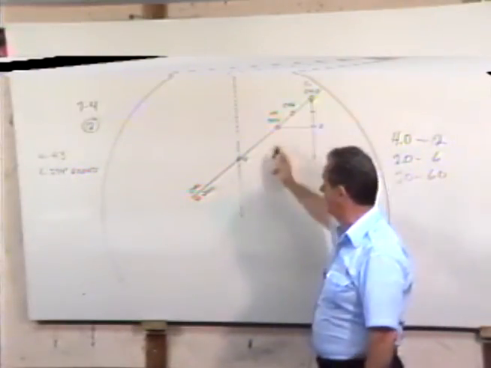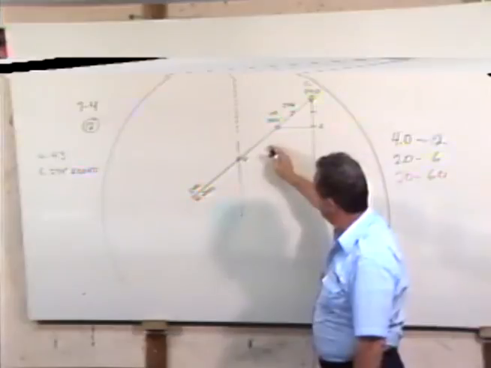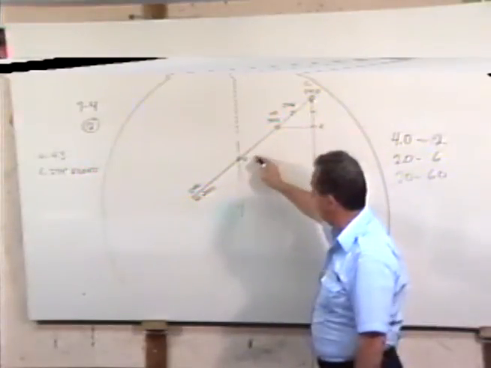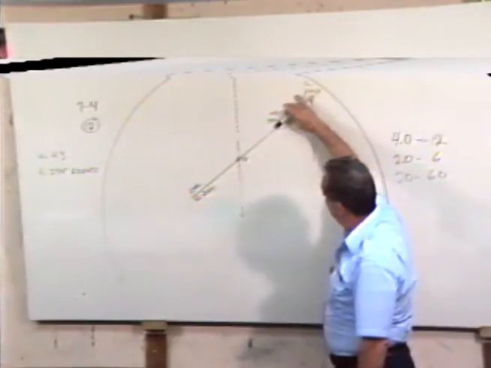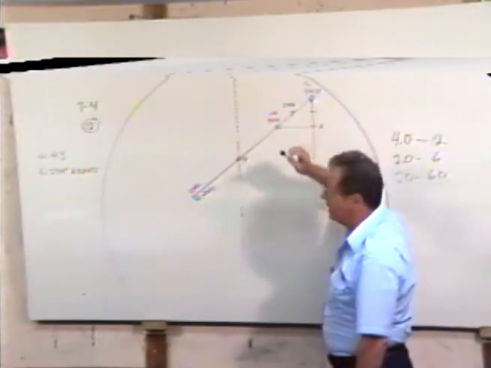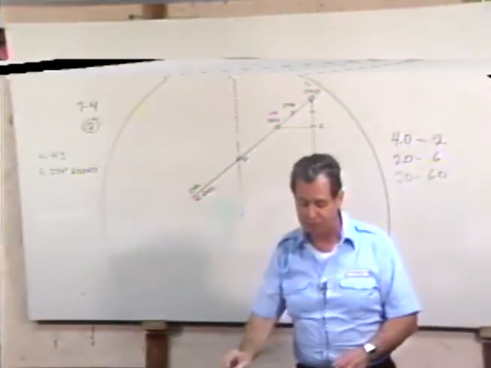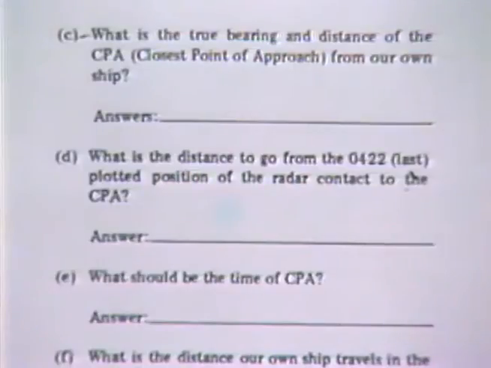And as you can see here, this is relative. This is the direction that that contact is going to move. It is not moving as if the ship were moving along the line like this. It is moving on a different course, which I'm going to show you in just a few minutes. All right, let's go to the next answer.